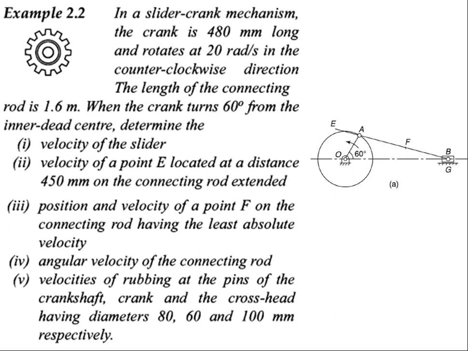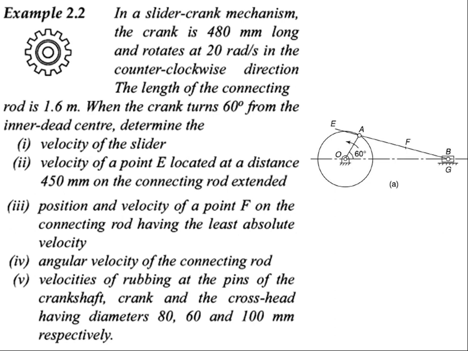The length of AB is 1.6 meters, and the crank turns 60 degrees from the inner dead center, meaning the angle AOB is 60 degrees from the inner dead center. Then you have to determine the velocity of the slider. The slider is nothing but B there, so you have to find the velocity of the slider, VB.